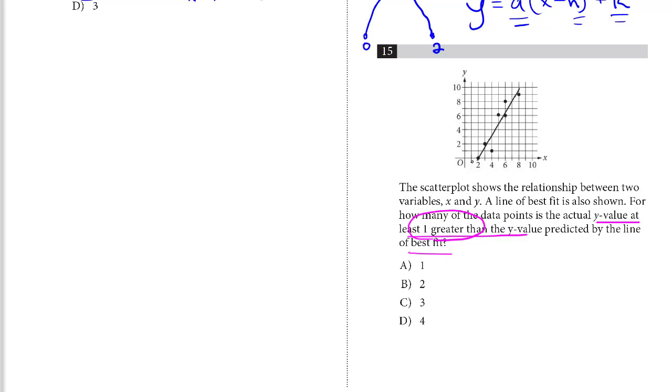So what do we see here? Each grid here is 2 across, so each grid is 1 across, and then up to it is 1 up. So actually, I take that back in this case. They are 1 by 1 grids. So I want to find the points that are at least 1 greater. It looks like that point is 1 greater than the prediction of the line. It looks like that point is more than 1 greater than the prediction of the line. So the answer is B. There are 2 points that are at least 1 greater than the predicted y value. The correct answer for 15 is B.